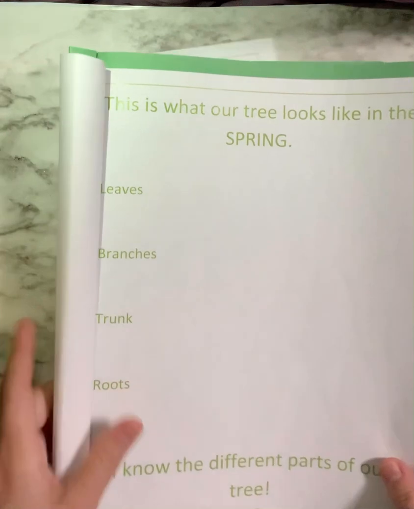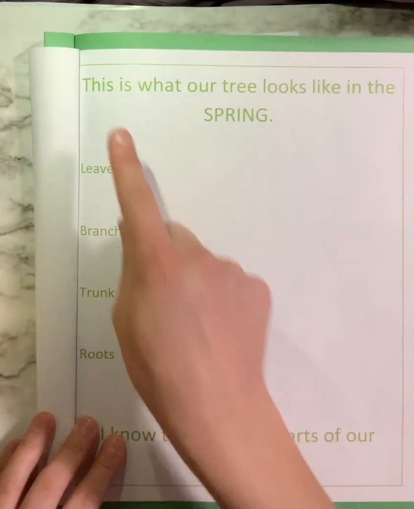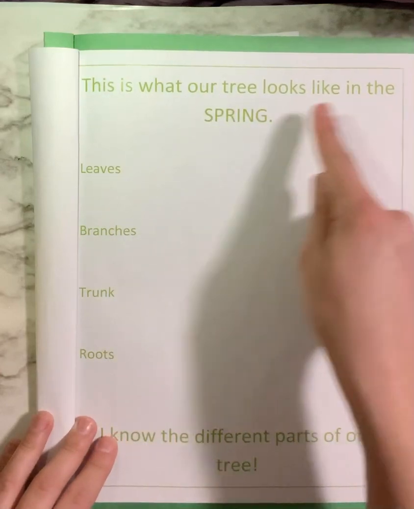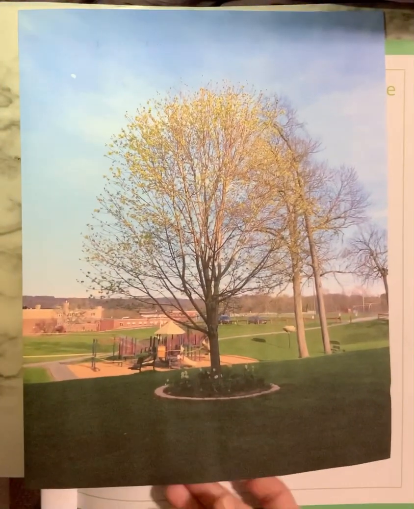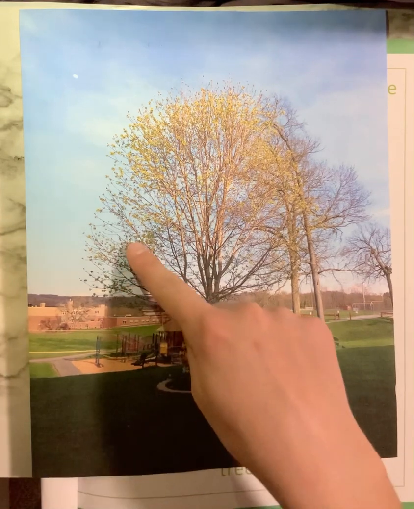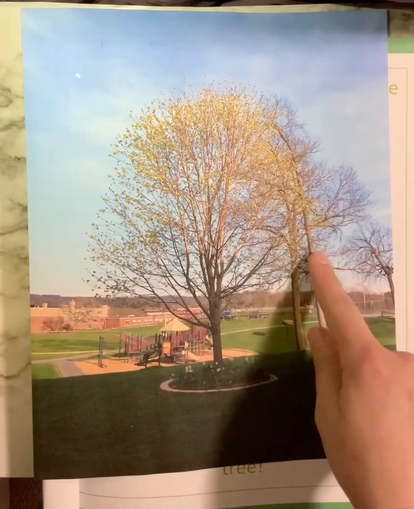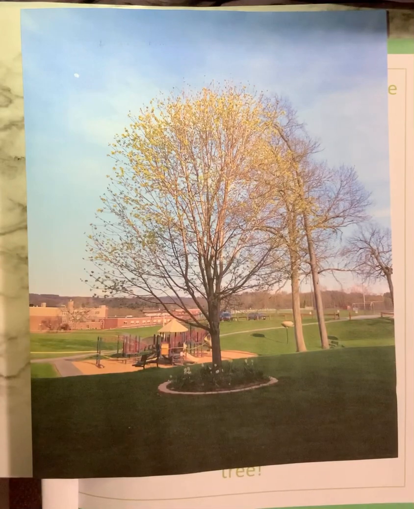On the last page of our journal, which is this season, we're going to draw a picture of what our tree looks like now. It says, this is what our tree looks like in the spring. And it's springtime right now. I took a picture the other day of our tree, and this is what it looks like right now. As you can see, it doesn't have as many green leaves as it does at the end of the summer season, but it is starting to have some little buds grow. They're light green and almost yellowish too, and they cover the branches of the tree.